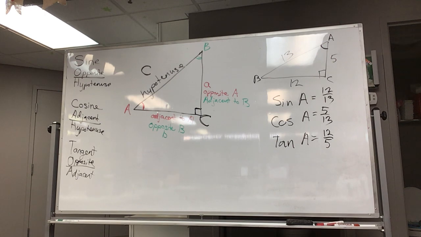Tangents can be greater than 1, because sometimes the opposite side is longer than the adjacent side. And so that's a gut check. If you get a sine or a cosine that's bigger than 1, something went wrong. But tangent, it's okay.